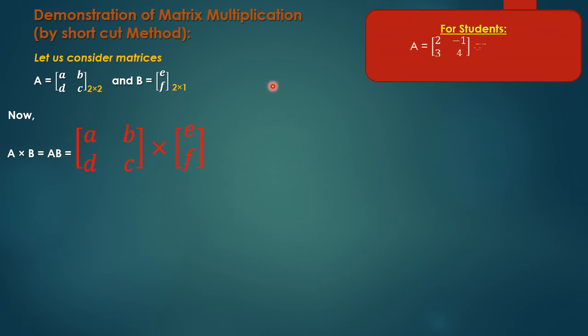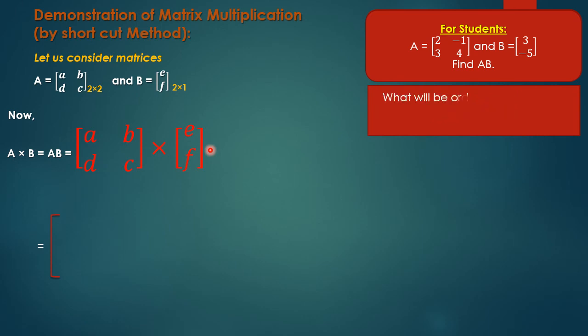For students, you consider these matrices and follow the steps which you see on your screen. Now see, the order of our new matrix will be rows of A and columns of B. That is, there are two rows and one column. Our new matrix will be of order 2 cross 1. Now their components, you can see the components.